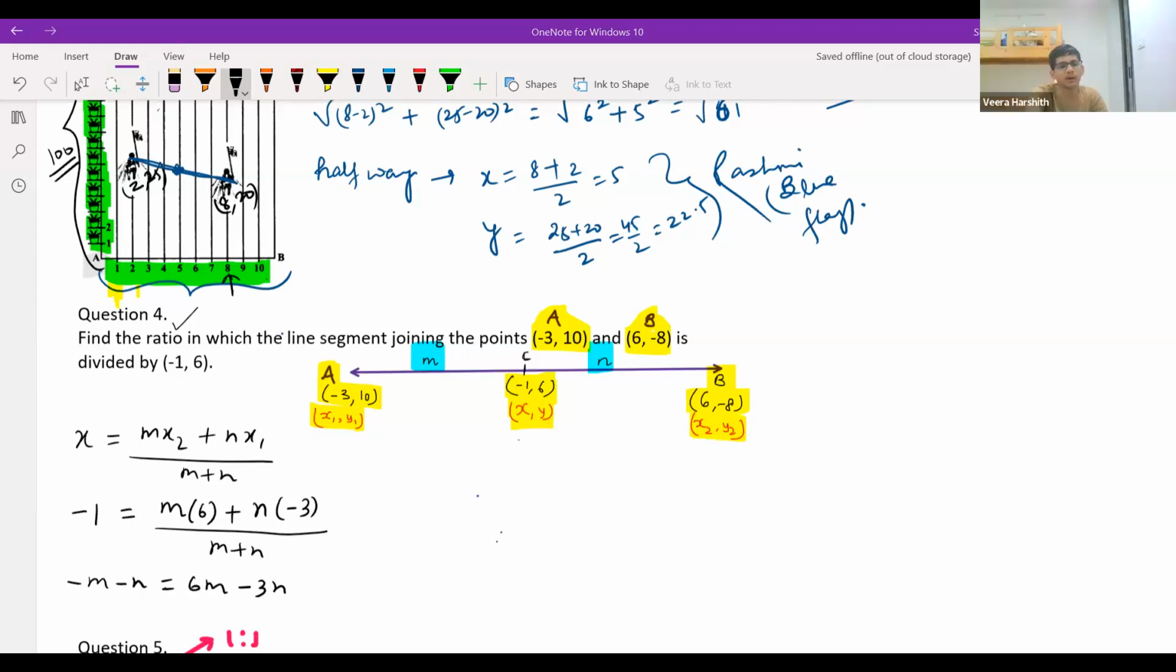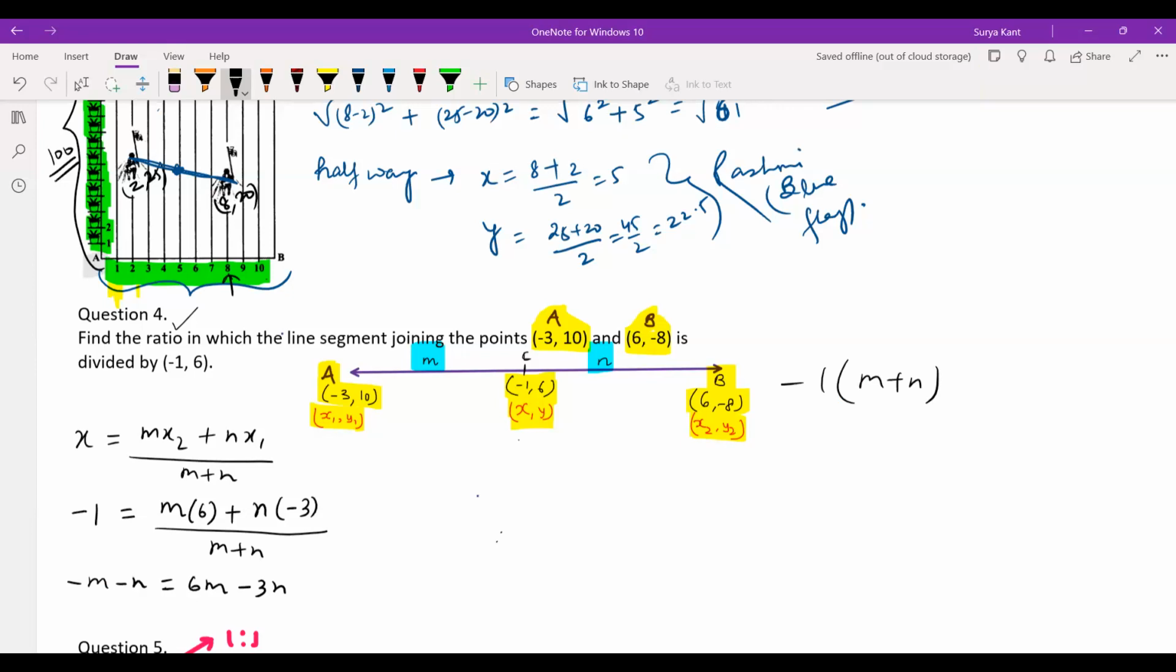Sir, it will be m plus n, because -1 into m plus n. So what will come? Minus n is not there, no? Oh, minus, sorry, my bad, sir.